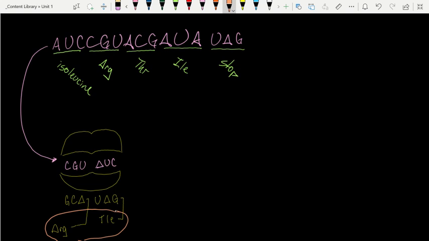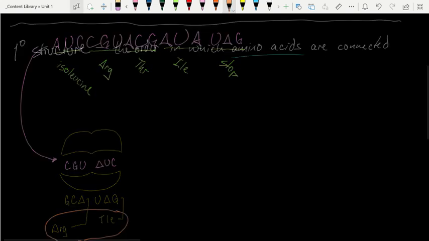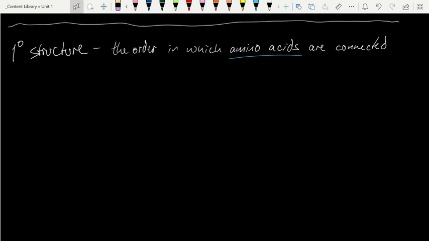So the code allows us to know the sequence. As the code enters, the ribosome interprets it in groups of three called triplet codons, and that's what recruits the proper amino acids so that I can build the correct polypeptide chain. So now coming back to primary structure, the order in which amino acids are connected, right? For every protein, the order is slightly different. The purpose for that different order will become more obvious as we talk about the other ones. But when we talk about primary structure, we're talking about that order.